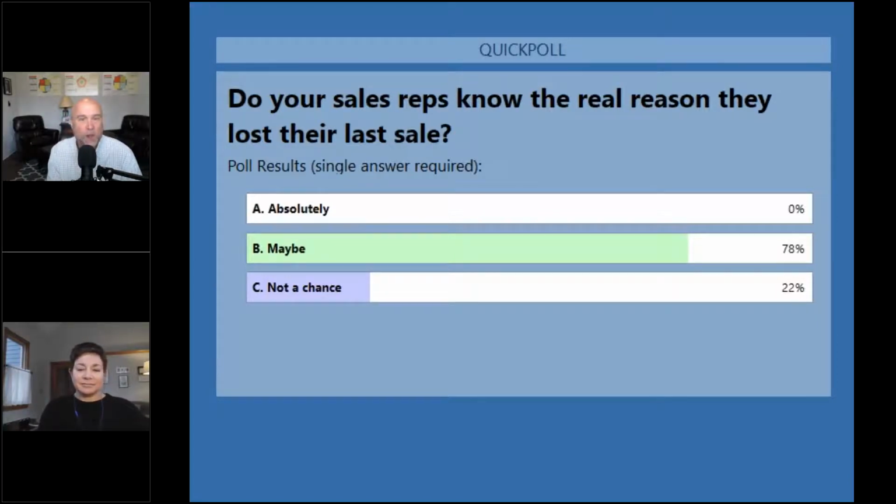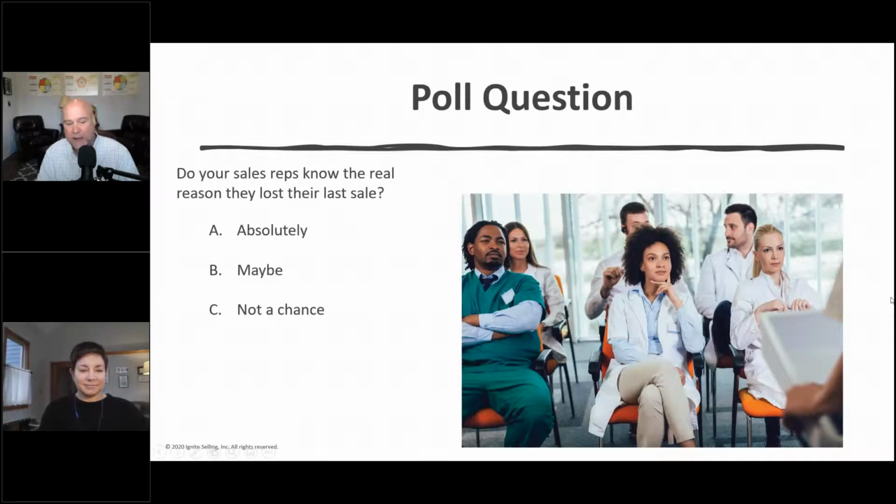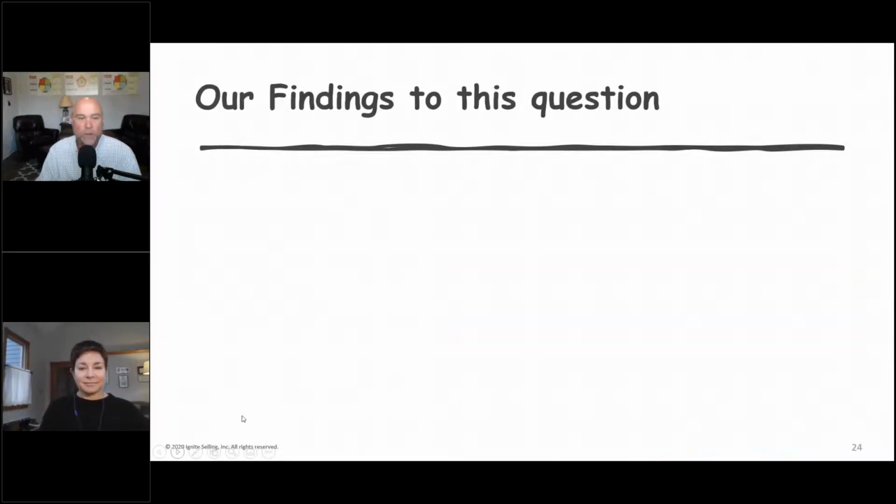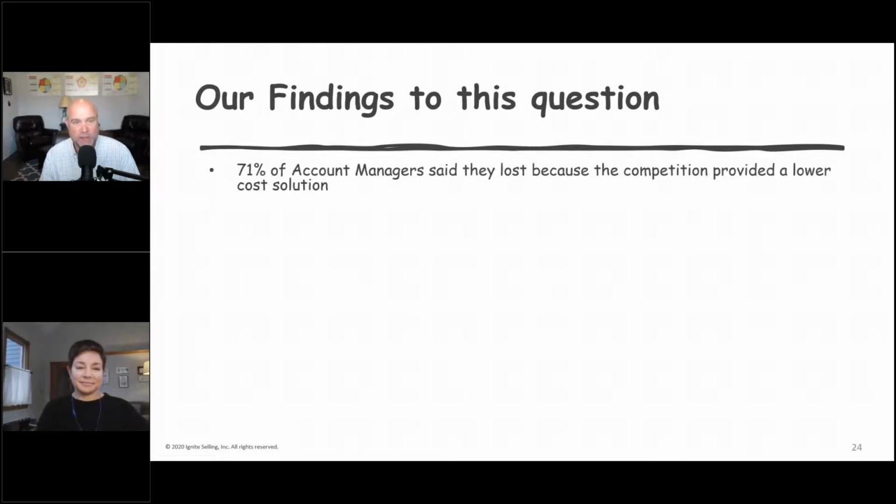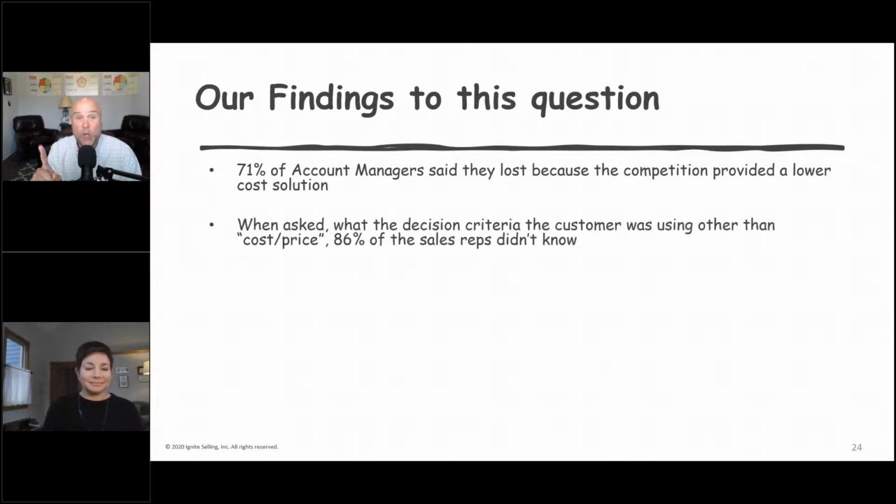Well, let's go into our final topic here, and let's take a look at this. How do we find out answers to this question is really the next topic. It's our final topic. When we asked this question in the win-loss analyses that we conducted, our post-mortem, 71% of the account managers said they lost because the competition provided a lower cost solution. Now, they use that in terms of price or the other competitor bundled or whatever the case might be. 71% said they knew, and it was because there was a lower price.